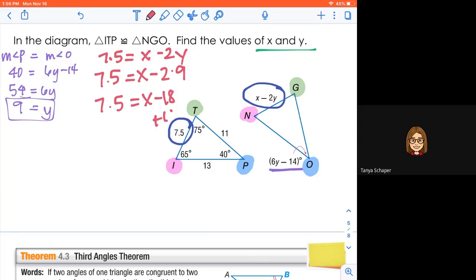I'm going to add 18 to both sides. X is equal to 25.5. That's my X value. Again, making sure you're showing your steps, making sure you're showing your process. That's really important as you go through this.